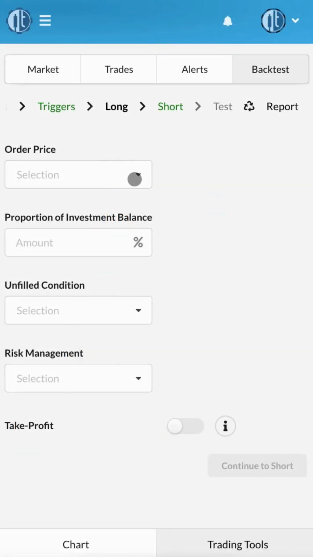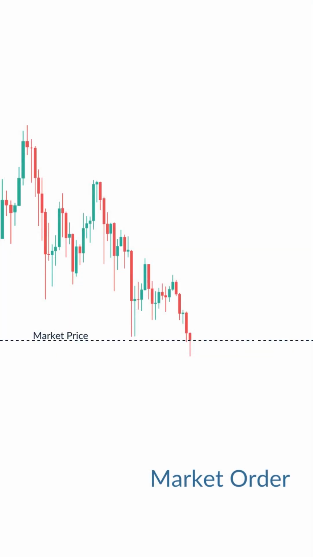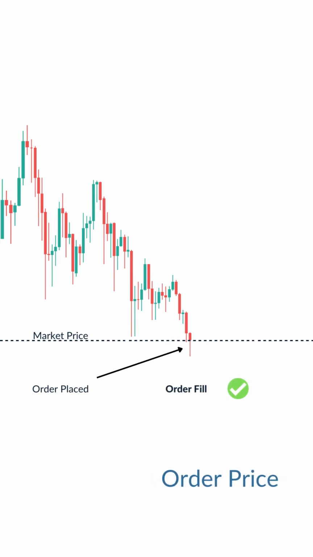The order price determines the point at which your order will be placed. For example, if we choose the market price, once the trigger conditions are met, the order will be placed and a trade will take place at the current market price.